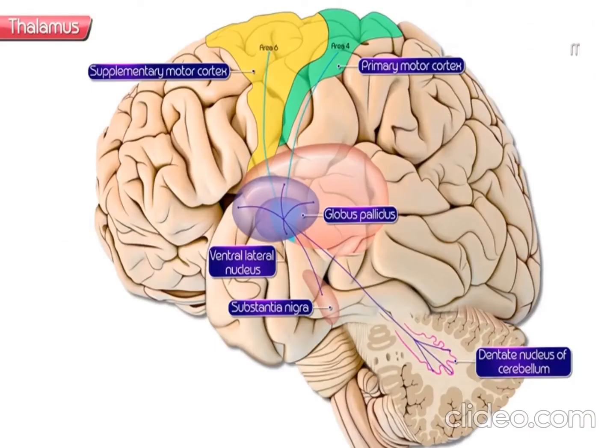Here this is again the ventral lateral nucleus, which receives its afferent fibers from the basal ganglia and the cerebellum, giving its efferent fibers to the motor and the premotor areas. And for both the ventral lateral and the ventral anterior nuclei, the major function is motor integration.